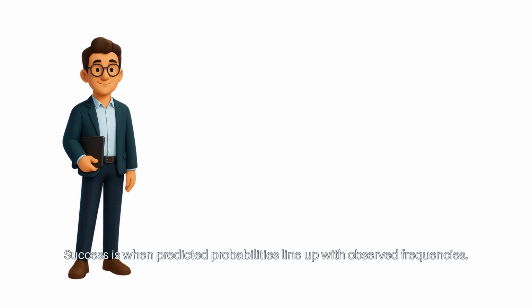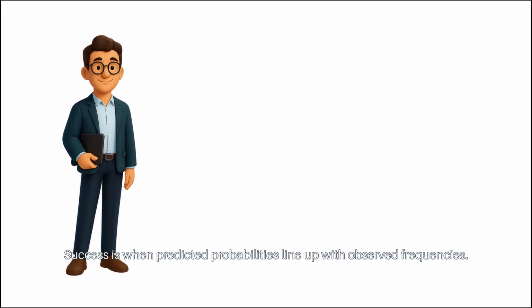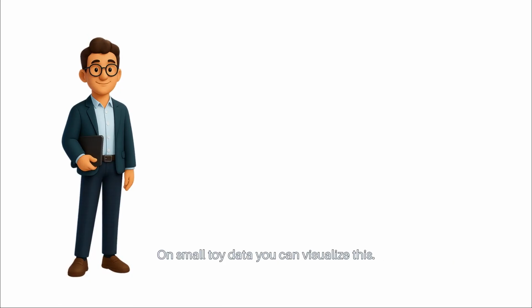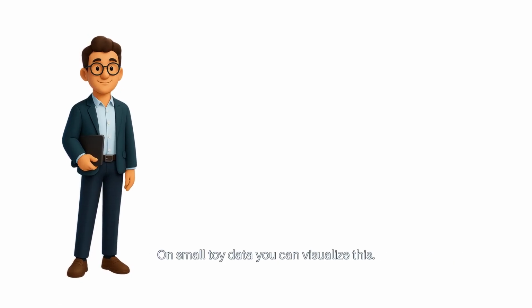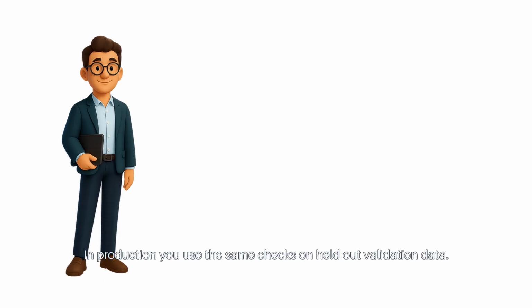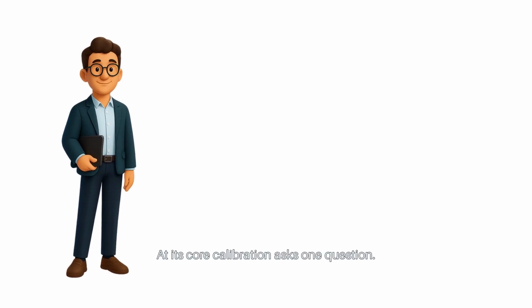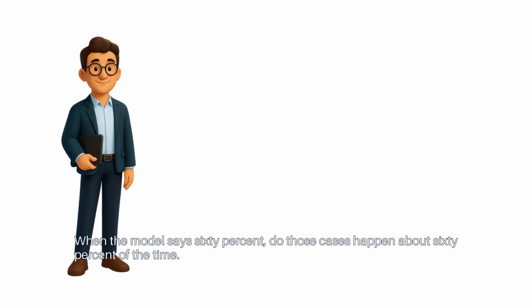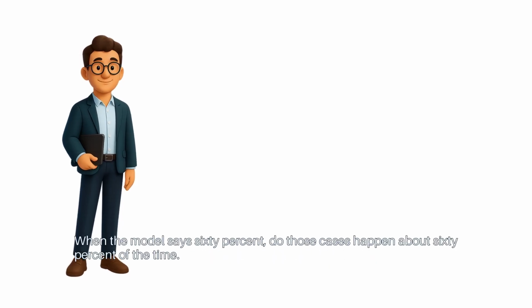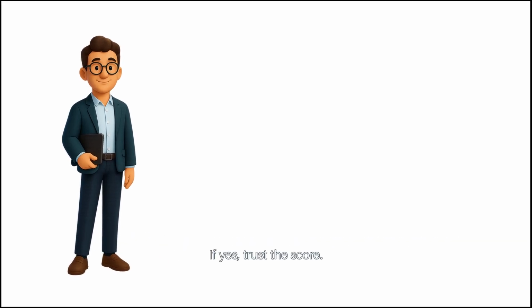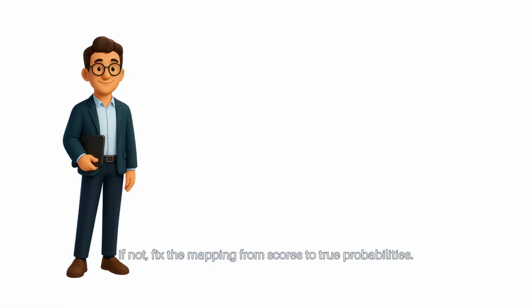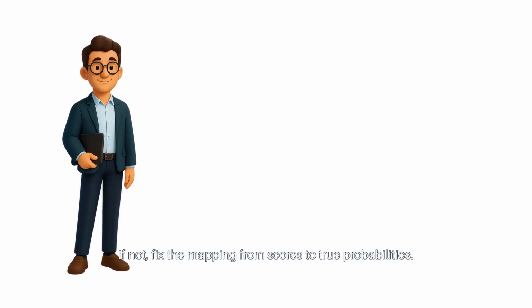Success is when predicted probabilities line up with observed frequencies. On small toy data, you can visualize this. In production, you use the same checks on held-out validation data. At its core, calibration asks one question. When the model says 60%, do those cases happen about 60% of the time? If yes, trust the score. If not, fix the mapping from scores to true probabilities.